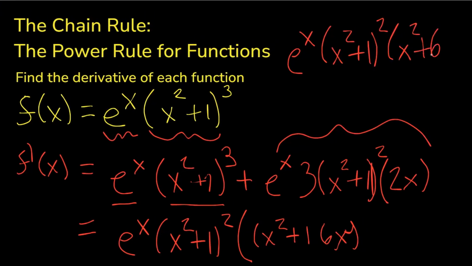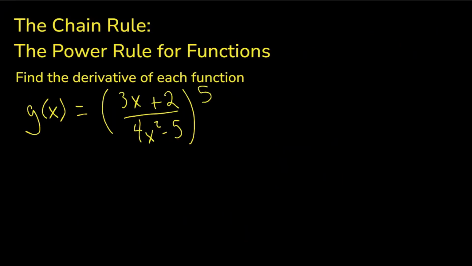plus 6x plus 1. Now, here's another situation where you have a function to a power, but notice that the inside function is a quotient. It's a rational function. So this is an example where we have a quotient rule inside of g prime.